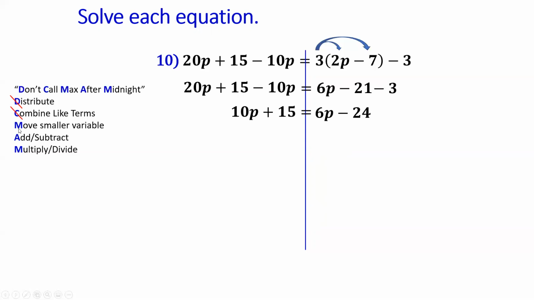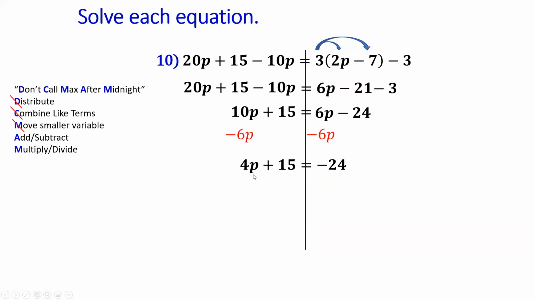Third step, move the smaller variable. I have 10p and 6p. Obviously, 6 is smaller than 10. And the opposite of positive 6p is to subtract 6p. So I'm going to subtract 6p on both sides. 10 take away 6 gives me 4 left over. Everything else, I just bring on down.